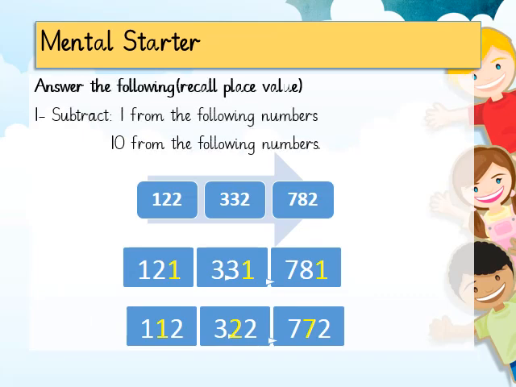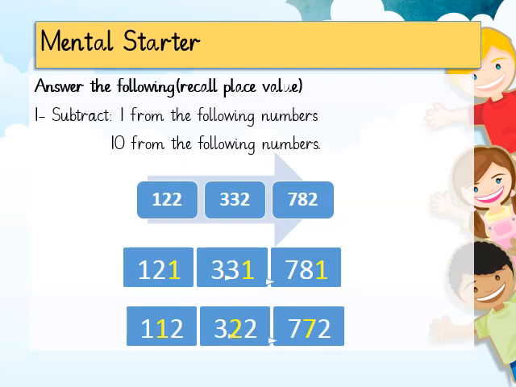Carrying on the lesson with mental starter, answer the following by recalling the place value. You know very well about the place value starting from units, then tens and moving towards the hundreds because these are 3-digit numbers. If you look at the first row of numbers, this is 122, 332 and 782. Children, during the previous activity, you added 1 and 10 to the given numbers. But this time we are going to subtract 1 or 10 from the given numbers. Starting from subtraction of 1 from the given numbers. Let's start with the number 122.